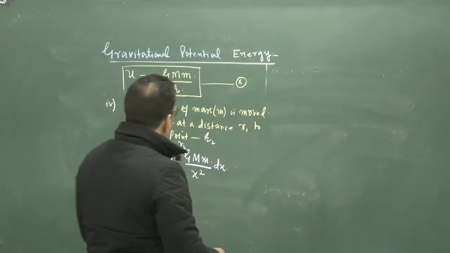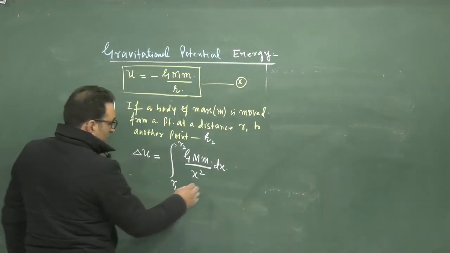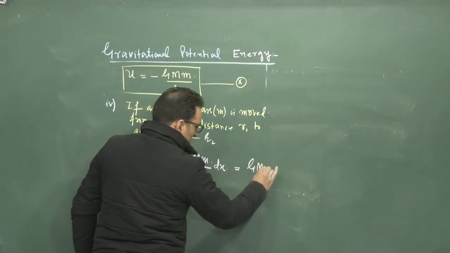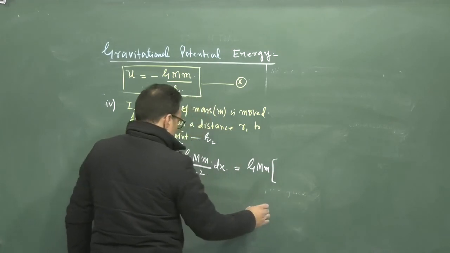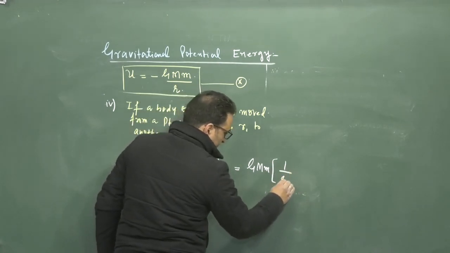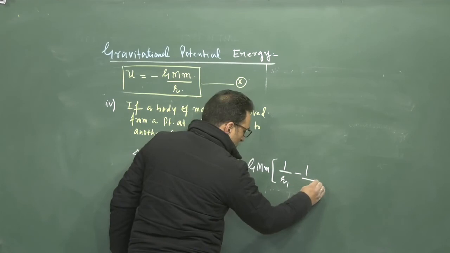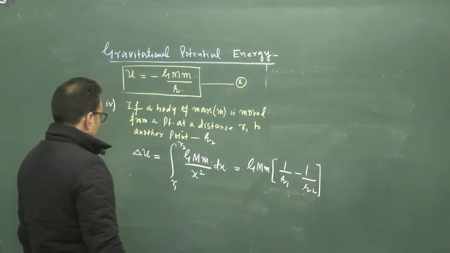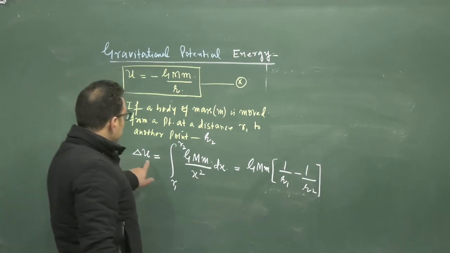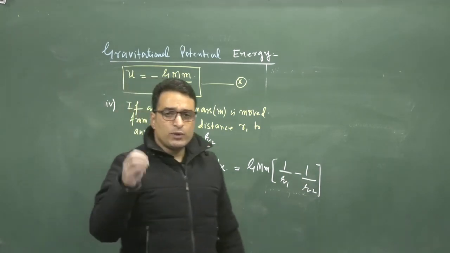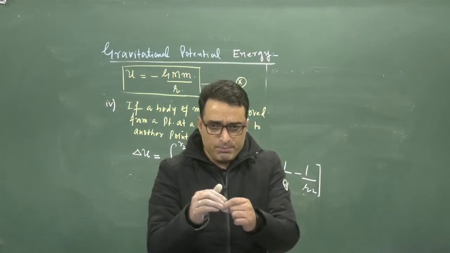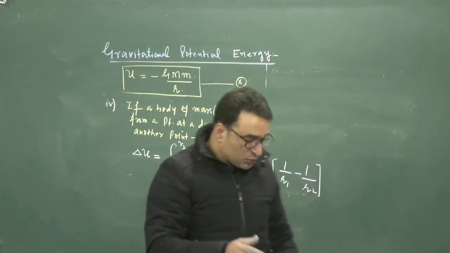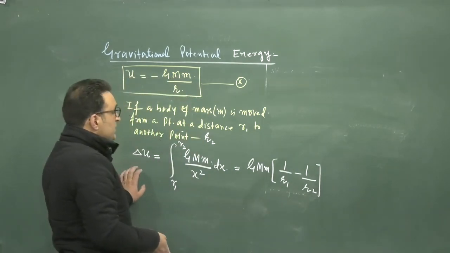Now on evaluating this equation, we are left with GMm, then 1 by r1 minus 1 by r2. This is the change in the gravitational potential energy when a body of mass m is moved from a point at a distance r1 to another point at a distance r2. Then this will be the change in the gravitational potential energy.